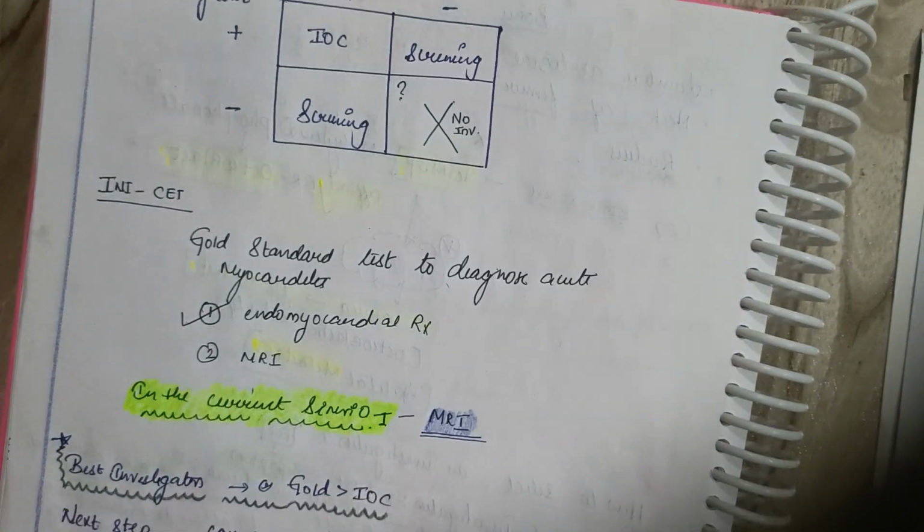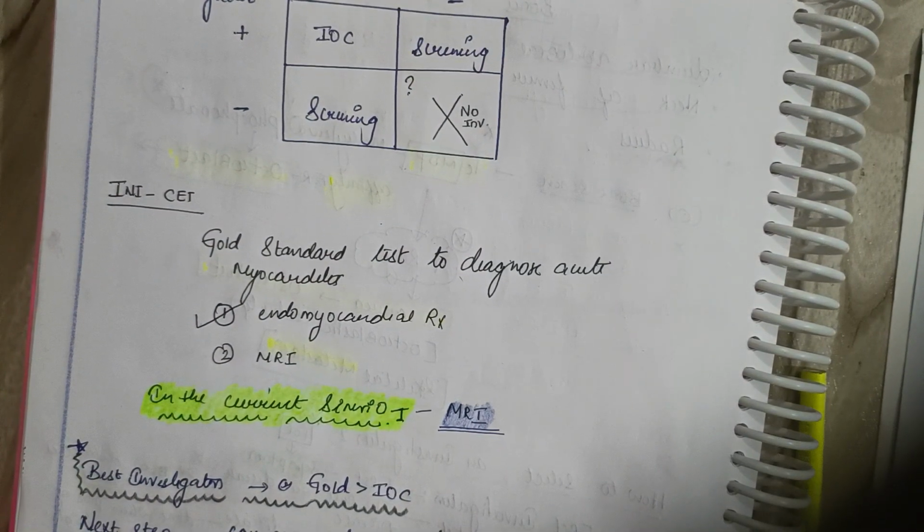Now you have a question from INICET: what is the gold standard test to diagnose acute myocarditis? The options are endomyocardial biopsy, and you have cardiac MRI, okay. Endomyocardial biopsy, they're going to remove the tissue. The gold standard for diagnosing acute myocarditis is that, but in the current scenario, the patient is alive, so you're going to go for the MRI. So it all depends on the question. One word can change it, okay.